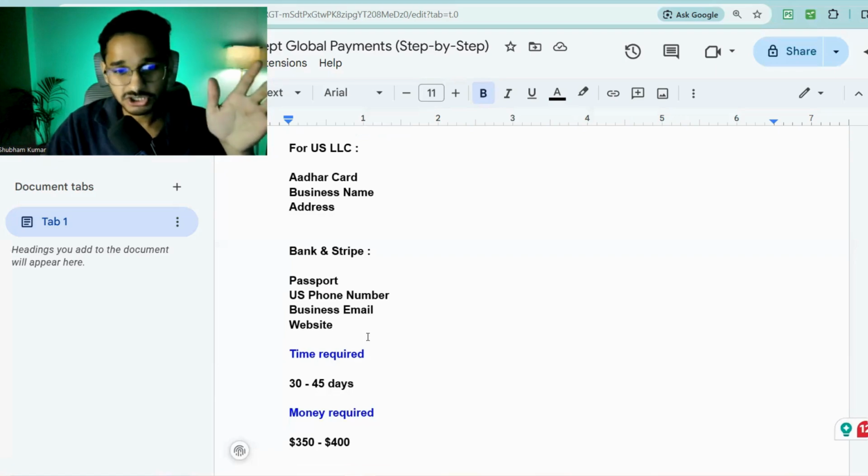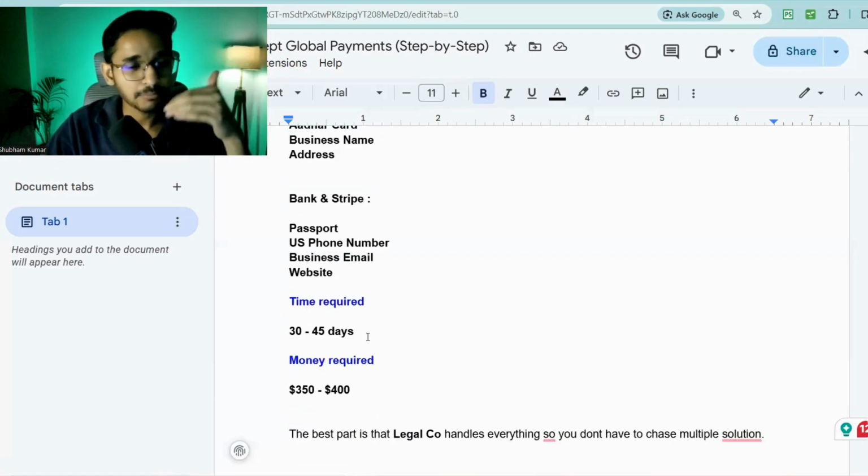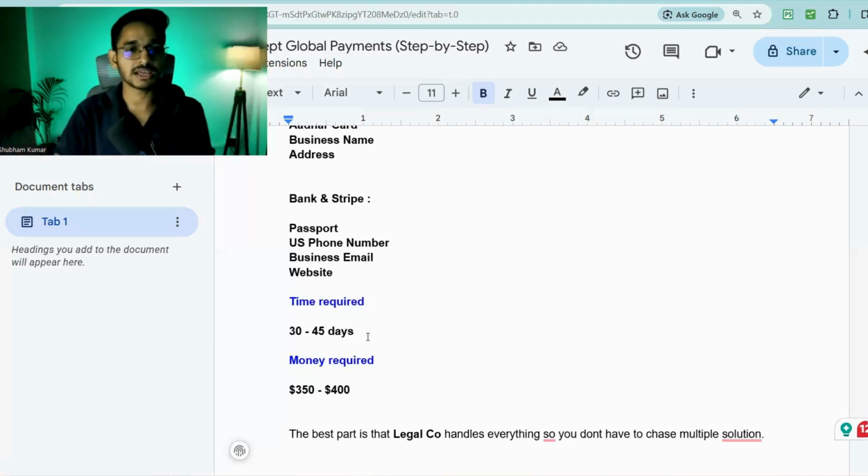Okay, now let's talk about the time required to do the entire process. As I told you, to get your US LLC, it usually takes around 4 weeks, so around a month. Once you have your US LLC and your passport ready, it usually takes just a few days to get your bank and Stripe account set up. I got everything set up within 3-4 days max, so up to a week. Once you get your US LLC, within a week you will have your bank and Stripe account set up, and they will handle the entire process for you.